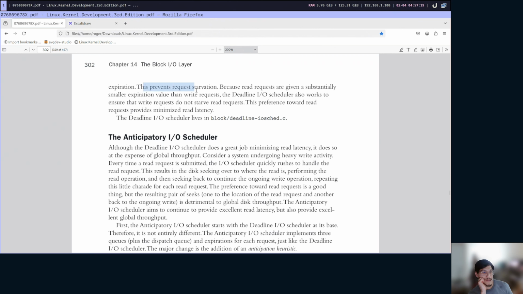This prevents request starvation because read requests are given a substantially smaller expiration time than write requests. The deadline I/O scheduler also works to ensure that the write requests do not starve read requests. This preference toward read requests provides minimized read latency. The deadline I/O scheduler lives in block/deadline-iosched.c.